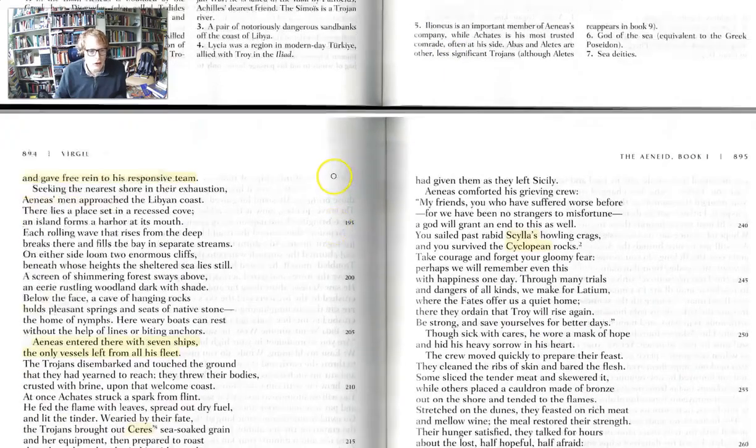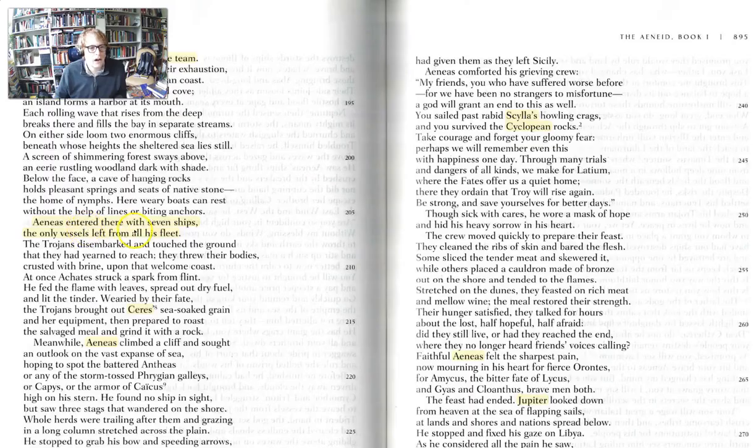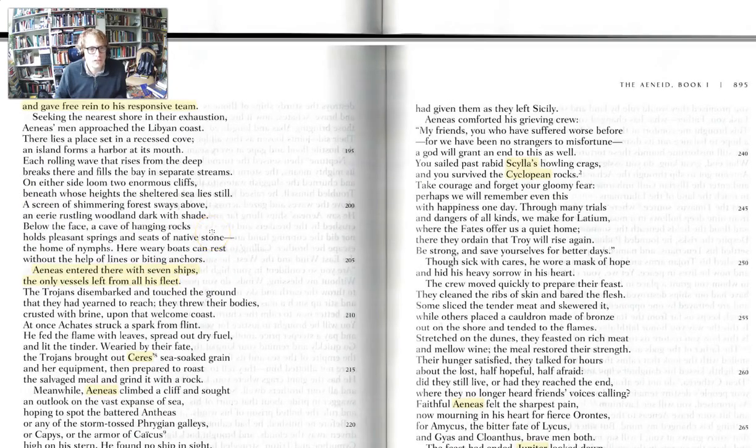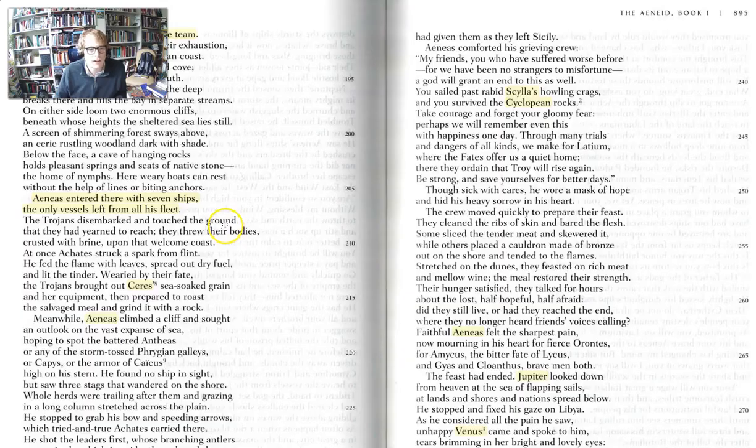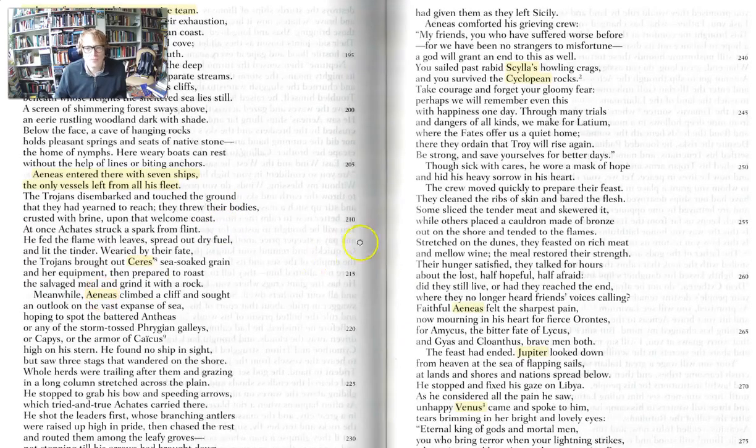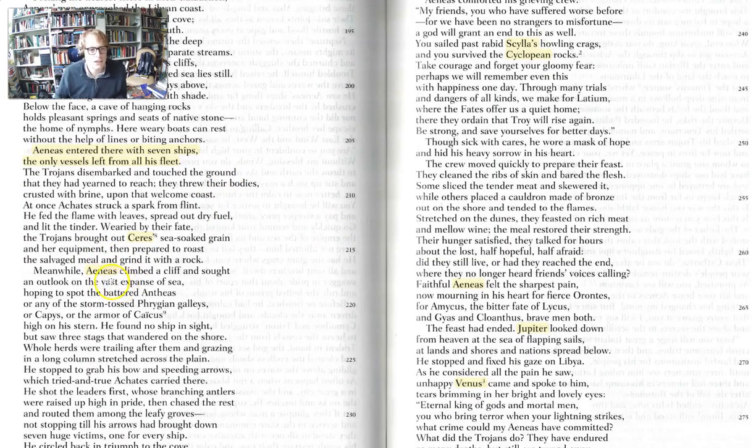All right, so here we get the part where Aeneas gets where he's going with 7 ships still after the storm. We're going to find out in a moment where he is. He lands and does a little bit of exploration, and we get, remember, there's lots of hard names here, but when you encounter hard names, that's okay. We have strategies for reading through those.